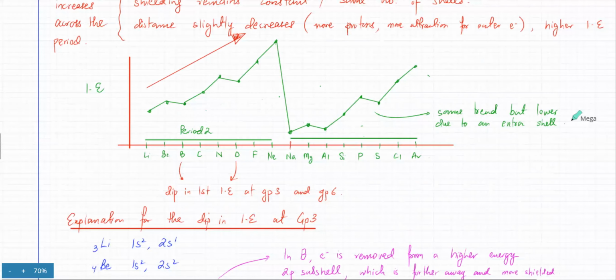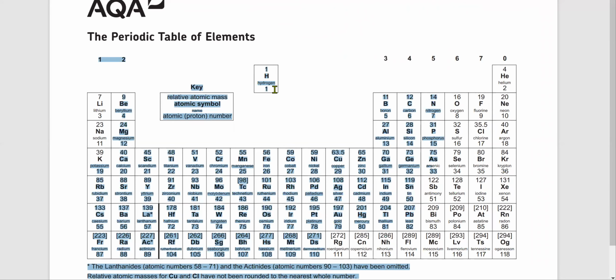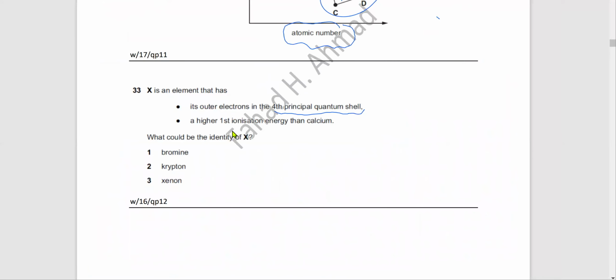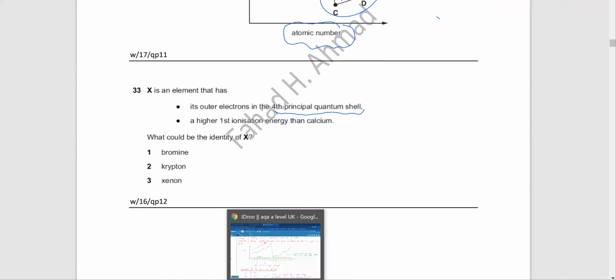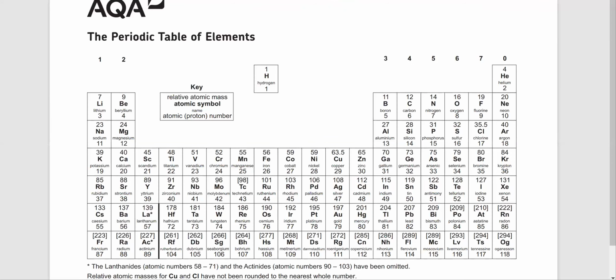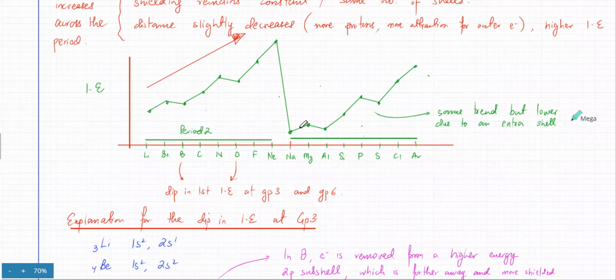The other thing is saying is that it has a higher first ionization energy than calcium. So compared to calcium, let's open the periodic table again. Calcium is over here. So do you think potassium is going to have a higher ionization energy than calcium or not? No. So group one, what's the trend? The trend is usually the first one has the lowest, then there's a rise, then there's a slight dip, and then it continuously increases, right?